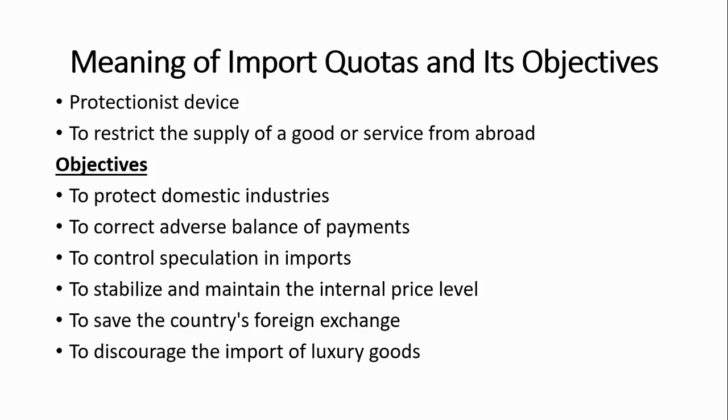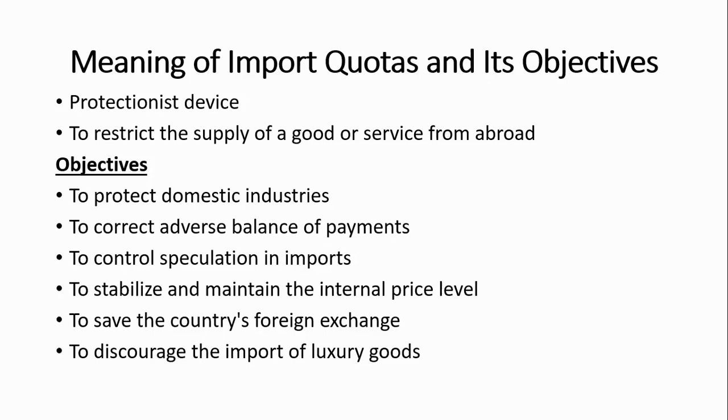This is mainly to protect the home industries. The home industry should be protected from foreign competition. The prime purpose is to correct the disequilibrium in the balance of payments by reducing imports. Again, the import quota may also be used as a retaliatory device. Since its prime purpose is to serve as a protectionist device, it can also be used as a retaliatory device.